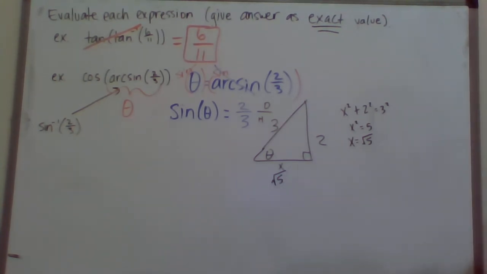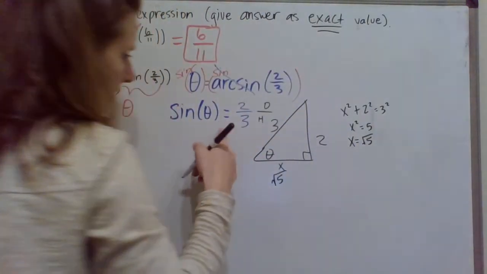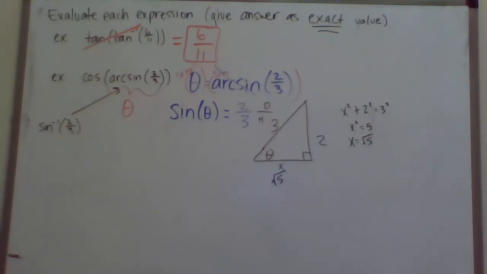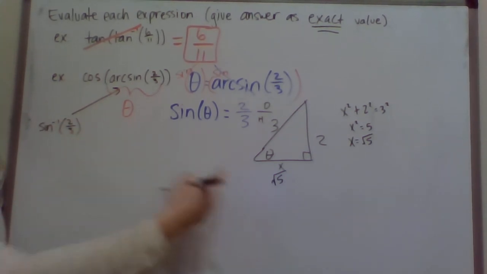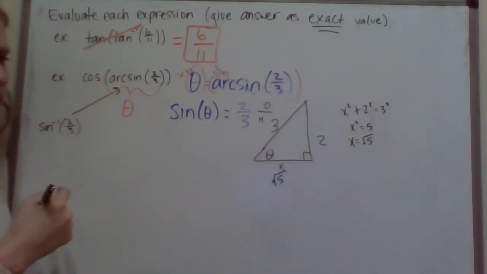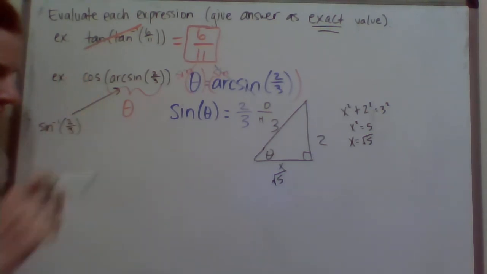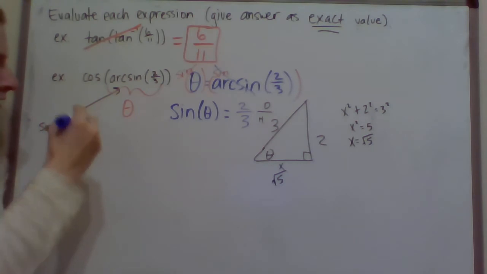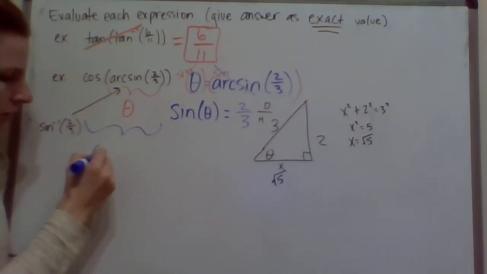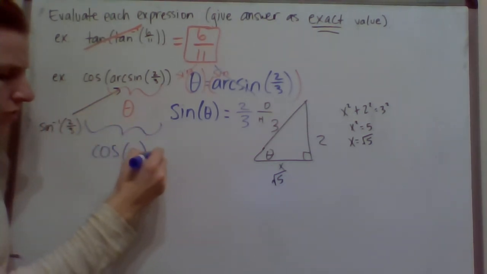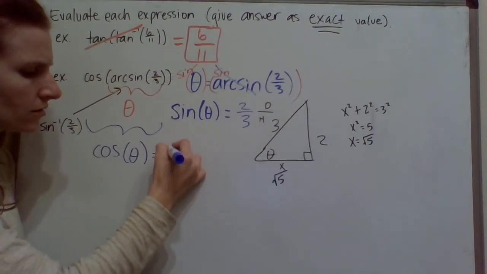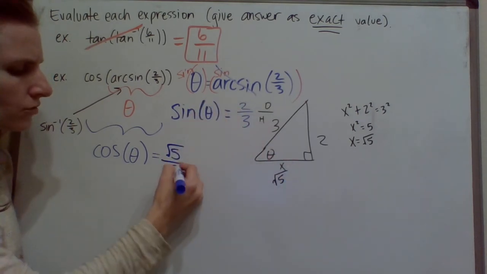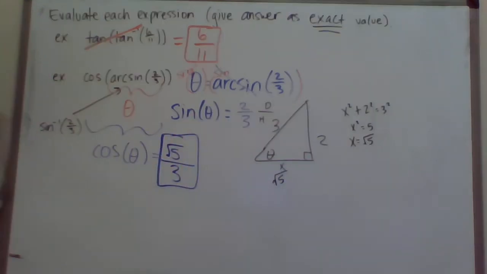So let's look at what we've done so far. If the sine of theta is equal to 2/3, then I can find the cosine of theta from the triangle I just drew. Cosine is found by comparing adjacent over hypotenuse. So now we're going to rewrite this to be the cosine of theta, which compares adjacent over hypotenuse. The adjacent from theta is the square root of 5. The hypotenuse is 3.